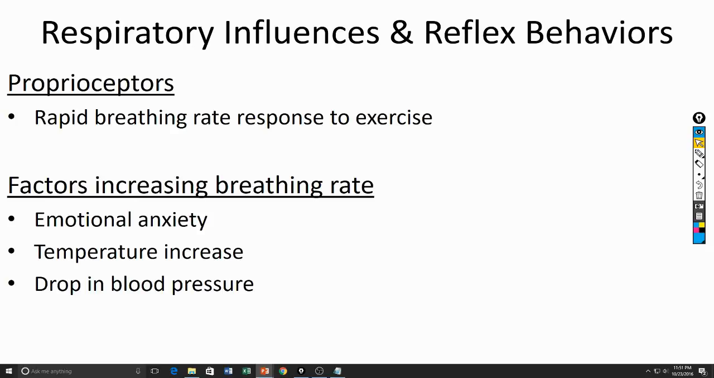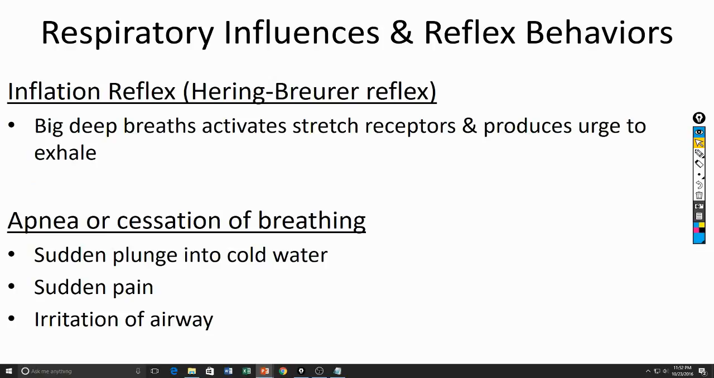Other than that, you have anxiety state. If someone is worked up, so to speak, if they're having an anxiety attack, their breathing rate will be increased. If you have a higher temperature, you breathe faster. And also drops in blood pressure: if your blood pressure starts to drop, breathing rate will increase. All right, so you have an inflation reflex, which is if you take a big deep breath, you will have an innate urge to exhale. That's just a response you have within your system.